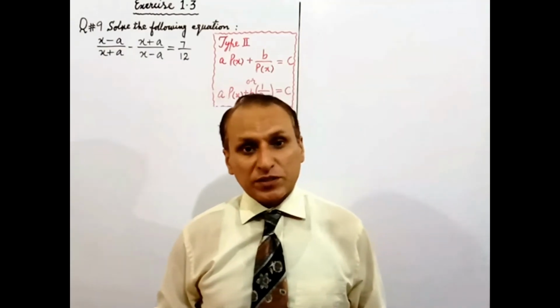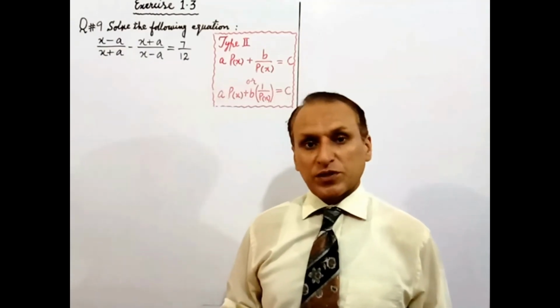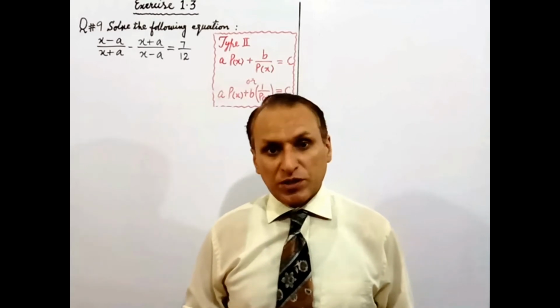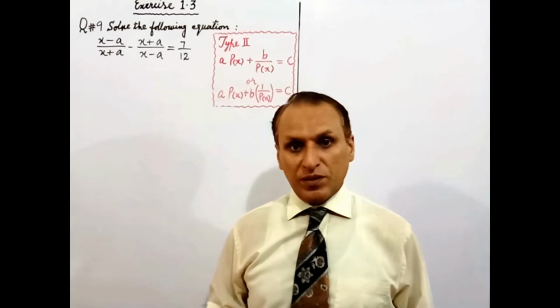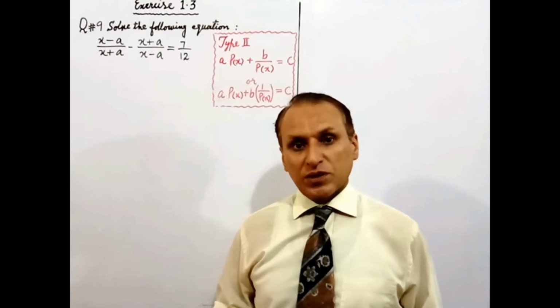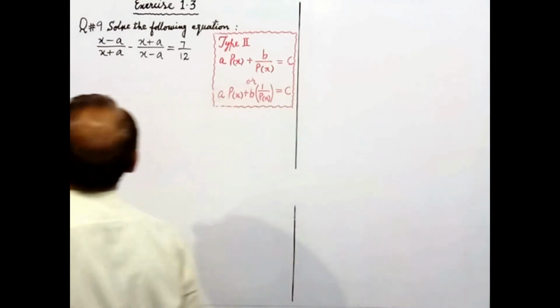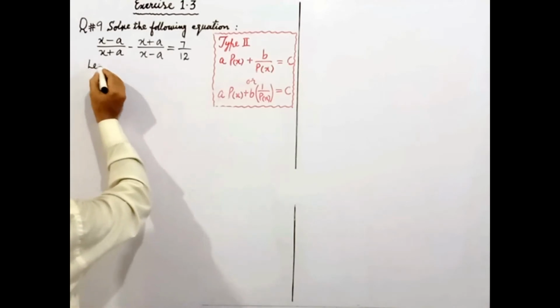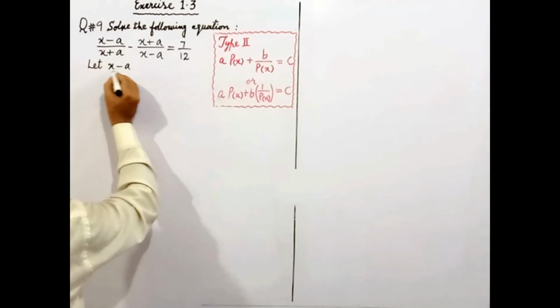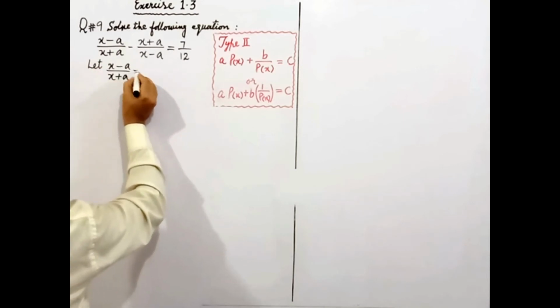Let's do another question. Question number 9 of 1.3 of type 2 equation, in which we reduce this given equation into quadratic form to find the solution. Let's do it. To reduce into quadratic form, we have to let the first rational fraction equal to a variable: (x minus a) over (x plus a) is equal to y.